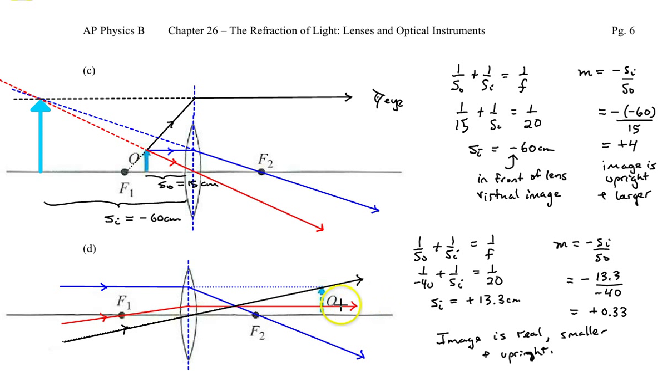And finally, now we can see where the image of this virtual object is, which is right here. And so you can see now that the object was a virtual object with a negative 40 centimeter distance, but the image in the end is a real image with a positive distance of 13.3 centimeters. The image is real because these light rays do intersect. It's smaller than the virtual object, and it's upright, the same orientation as the original object. And that's it for this example.